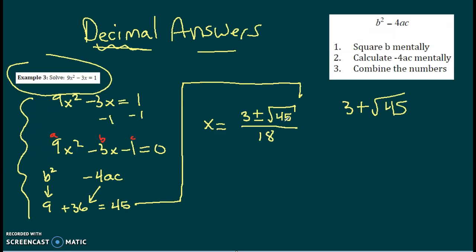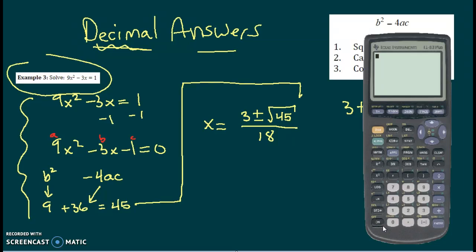Instead of trying to simplify this root 45 like I did for exact answers, I'm going to get my calculator out. And the thing about using a calculator is it's really easy to use it incorrectly. So I'm going to show you the steps and some key points of things you really want to watch and make sure you do well. Basically, it's a matter of using your parentheses correctly, doing mental math when you can, and just being careful.